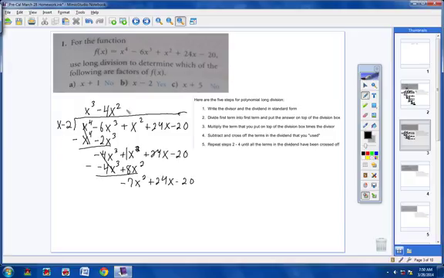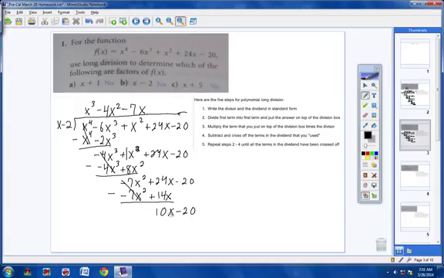x goes into negative 7x squared, negative 7x times. Negative 7x times x would be negative 7x squared. Negative 7x times negative 2 would be a positive 14x. We're going to subtract. Negative 7 minus a negative 7, they would cancel. 24 minus 14 is going to be 10. And then bring down your negative 20.